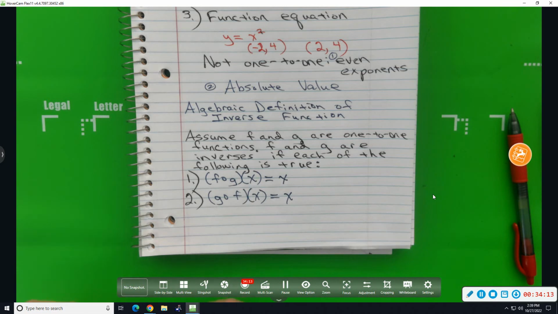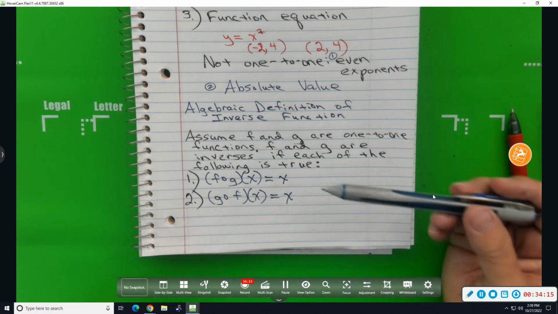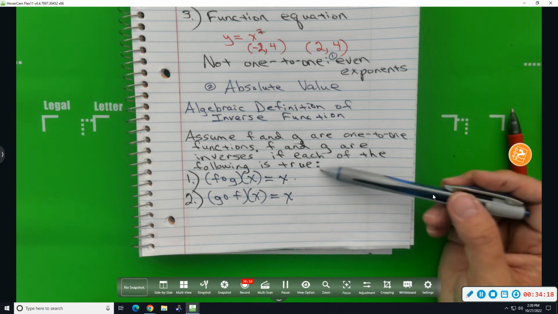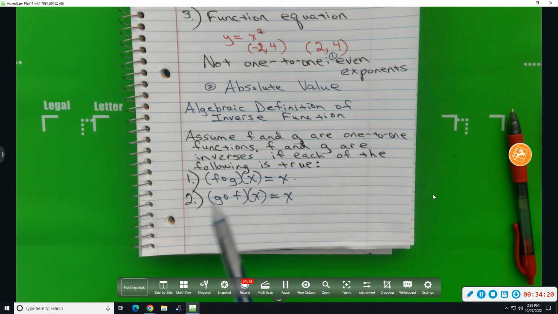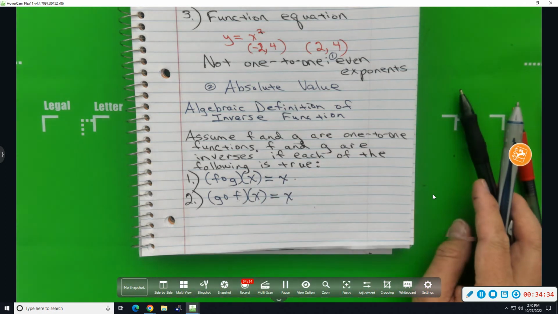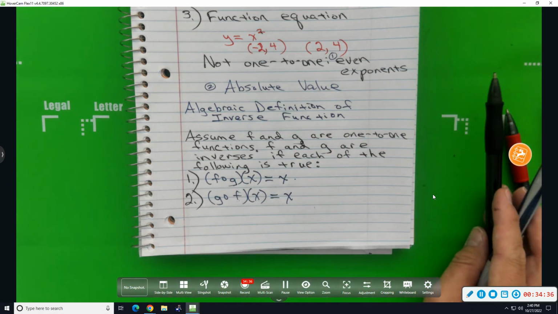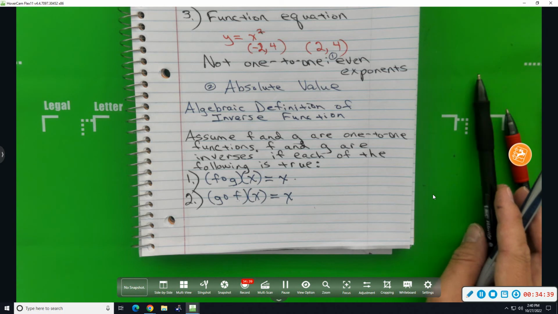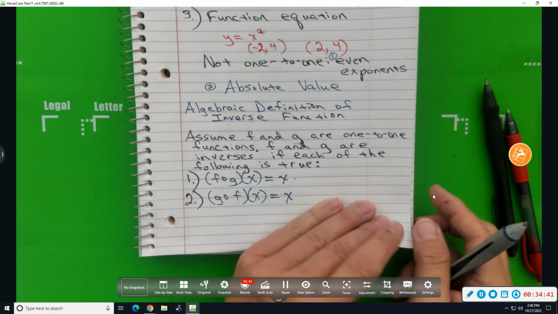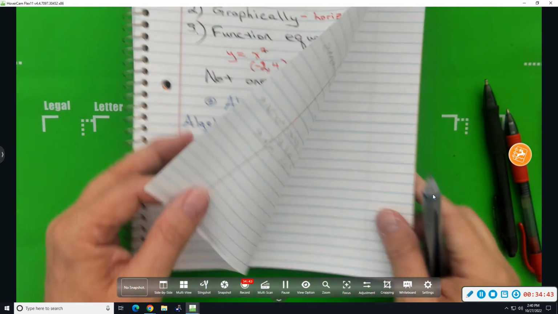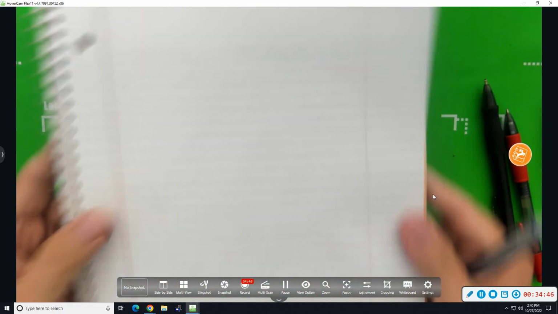And we had some problems when we were looking at composition, and I said it's trying to get you ready for this definition. This is saying if you perform the two functions consecutively in either order, you're going to end up wherever you started. That's what this algebraic definition is saying. To illustrate what I mean by that definition, I'm going to make up two one-to-one functions.